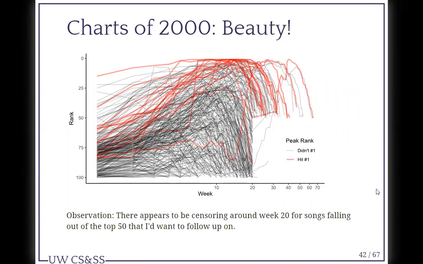So here what we have is the peak rank of each song. If they ever hit number 1, they are highlighted in red. If they did not, they are not. Note there appears to be censoring around week 20 for songs falling out of the top 50. I will need to follow up on that, but this speaks to the virtue of graphing things frequently so that you know what's going on in all of your data rather than some of it.